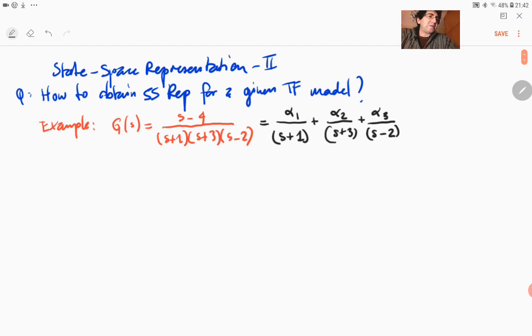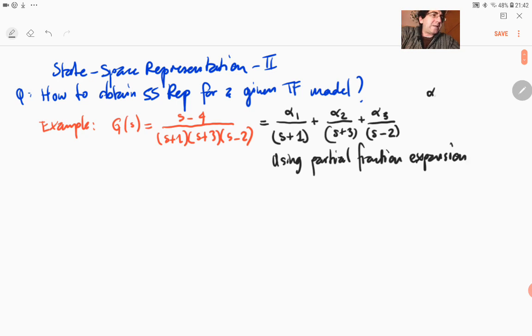I'm going to skip the details of the partial fraction expansion, but you can verify that we obtain alpha 1 equal to 5 over 6, alpha 2 equal to minus 7 over 10, and alpha 3 equal to minus 2 over 15. So we assume that we have obtained the partial fraction expansion for this given transfer function.